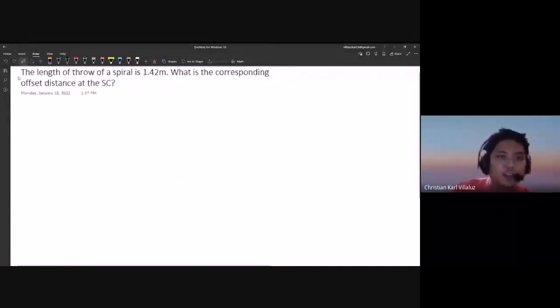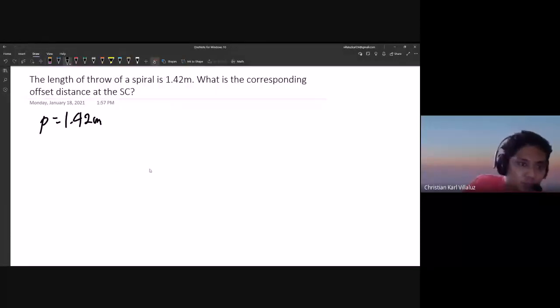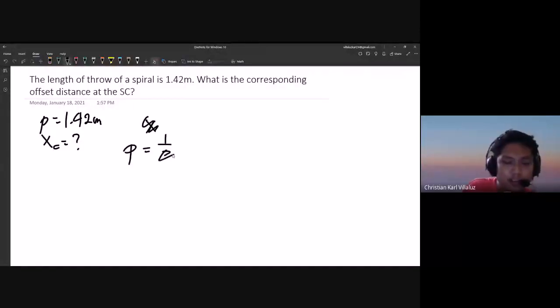The length of throw of a spiral is 1.42. Okay. Length of throw P, 1.42 meters. What is the corresponding offset distance at the SC? So, ano ba yung offset distance natin? What is XC? So again, XC, ang length of throw, class, is 1/4 of XC.